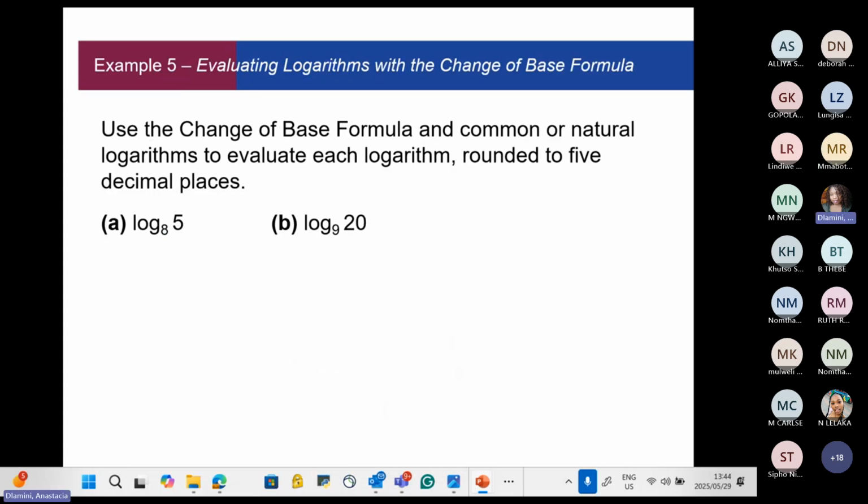Now use the change of base formula and a common or natural log to evaluate each logarithm. So we're not going to round off to decimal places. We're just going to use the change of base formula by using the common log and the natural log. Let's start with A. And we'll only show the expressions. Can we do that, please?